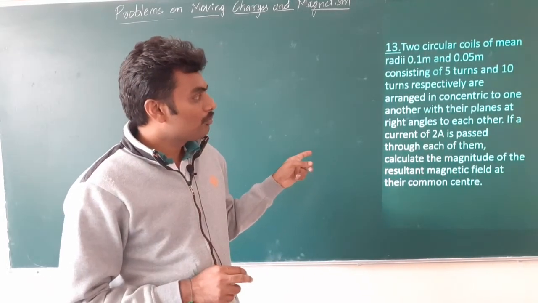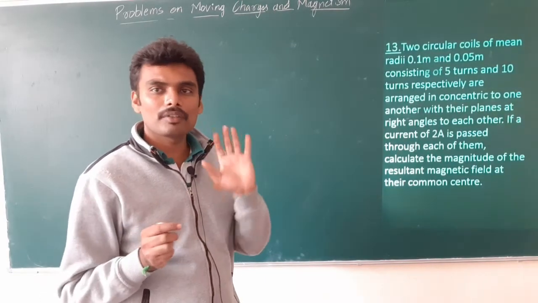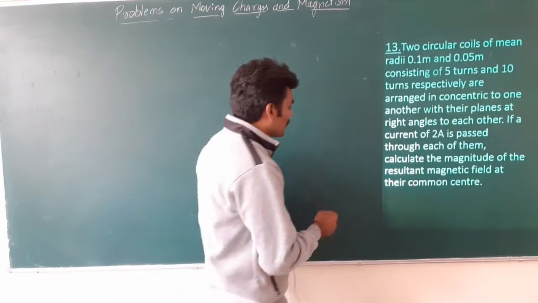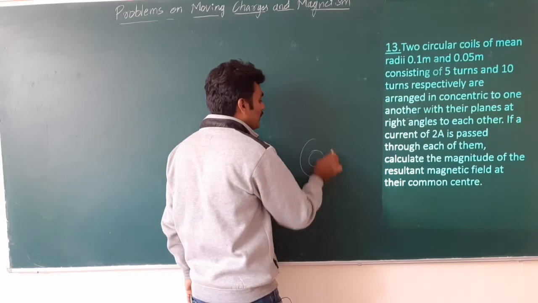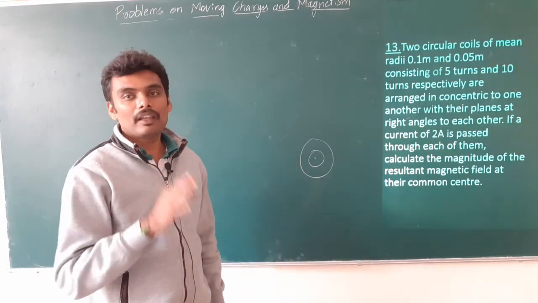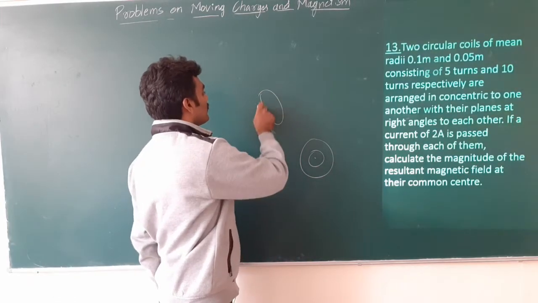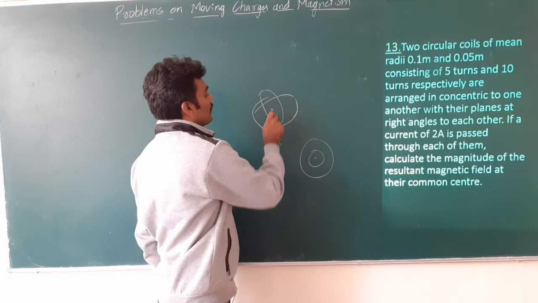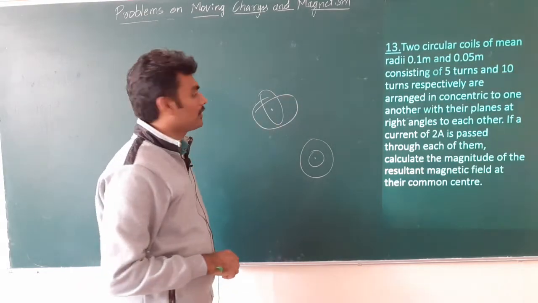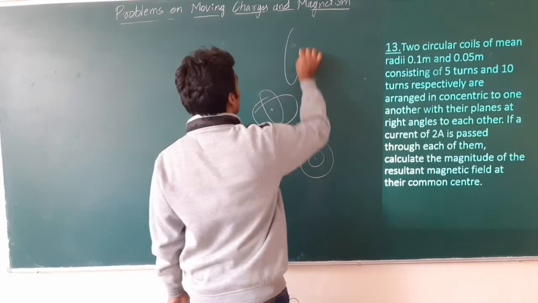The two coils are concentric with each other. So far, concentric means the thought that comes to your mind is circles should be like this. Not necessarily, actually, because even if you have one circle like this and the other circle like this, even then you can get a pair of concentric circles, somewhat like this.